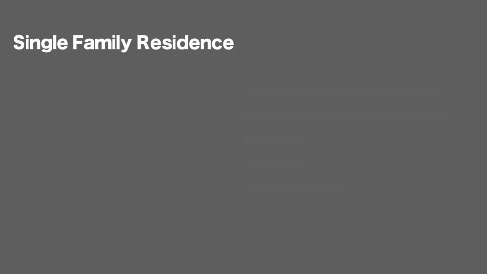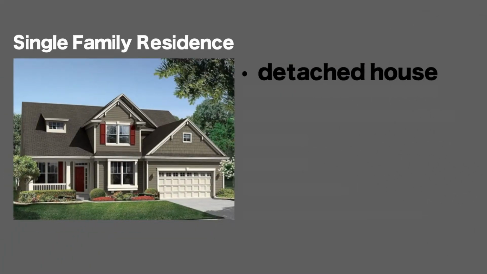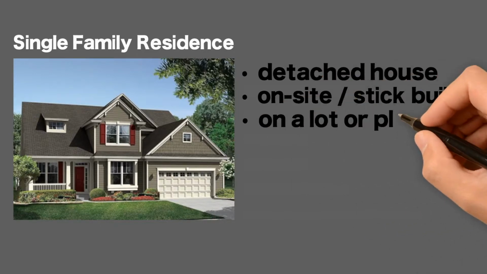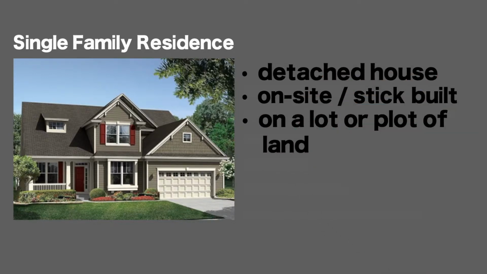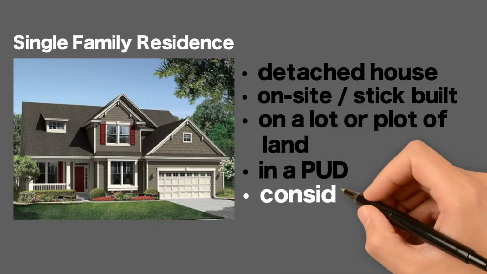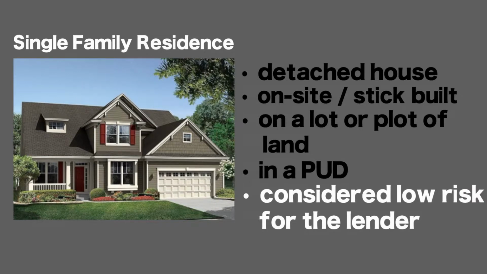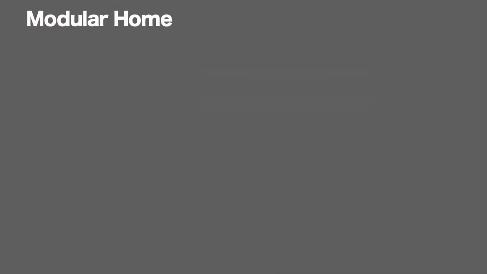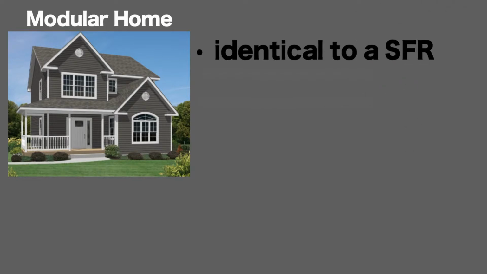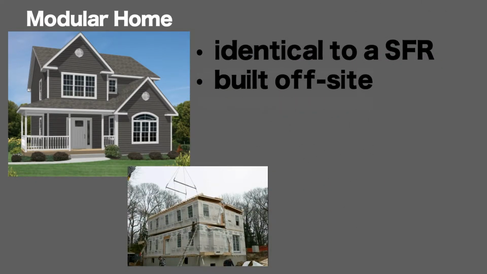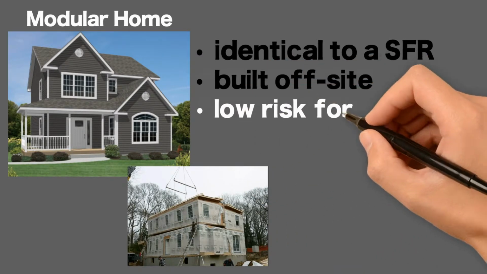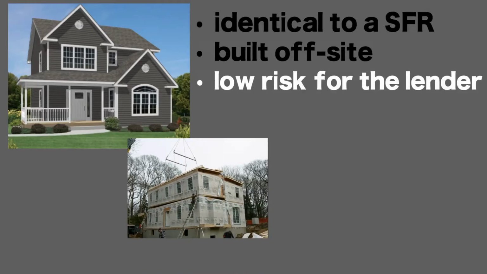First, a single-family residence is a detached house built on site, or commonly called a stick-built, on a lot or a plot of land up to 10 acres. It can also be in a planned unit development. This type of construction is considered a low risk for the lender. Secondly, a modular home is identical to a single-family residence except the house is built off-site in a factory and shipped in sections, then assembled on the lot. This type of construction is considered low risk for the lender.